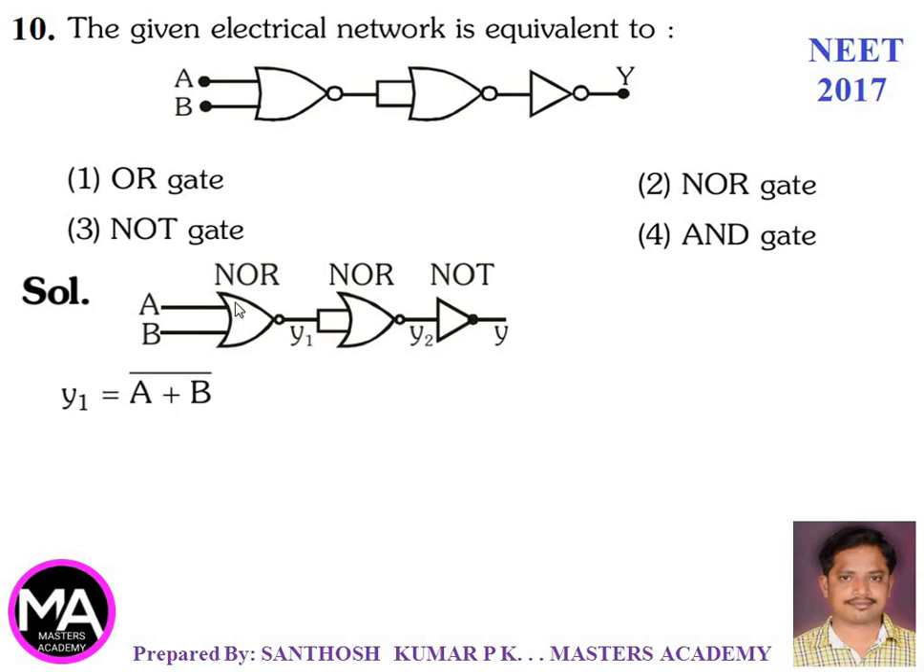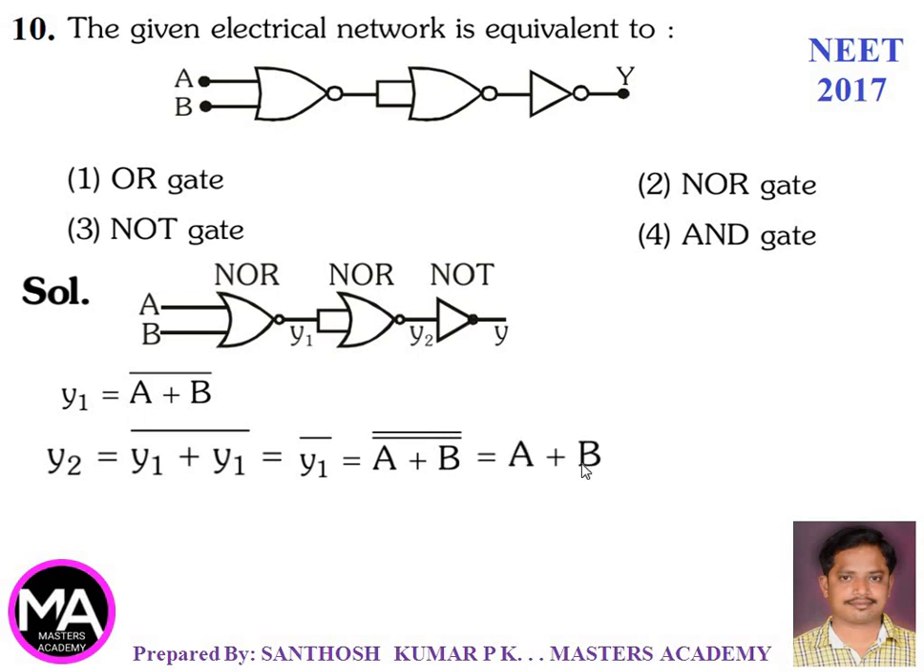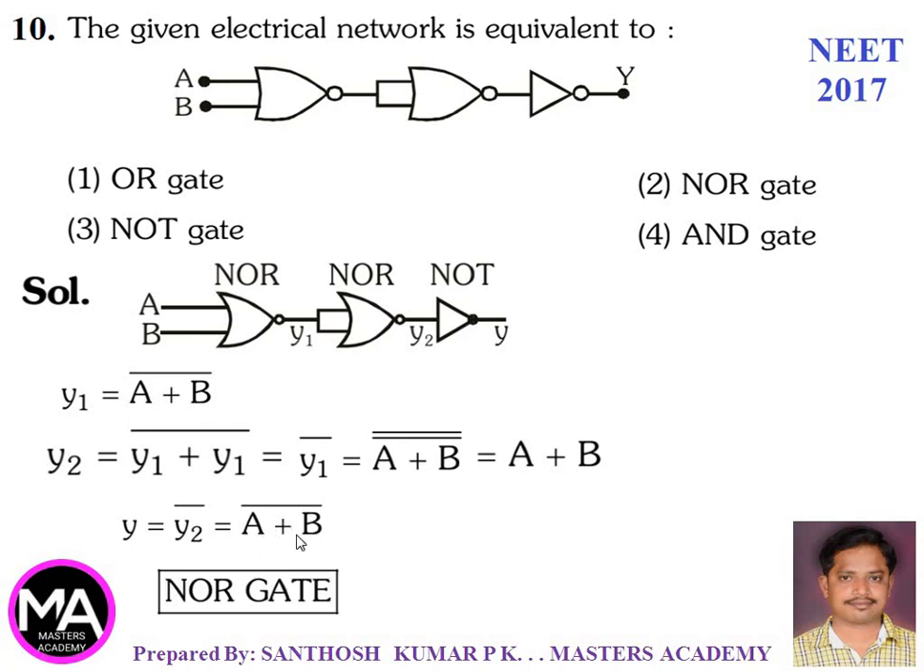First, Y1 is equal to NOR gate of A or B, that is (A plus B) whole complement. In the second case, Y2 is equal to (Y1 plus Y1) whole complement. So (Y1 plus Y1) whole complement is equal to Y1 complement, that is nothing but ((A plus B) complement) complement. It is equal to A plus B. Output Y is equal to Y2 complement. Y2 is A plus B. Therefore, Y is (A plus B) whole complement, it acts as a NOR gate. So option is second one, NOR gate.